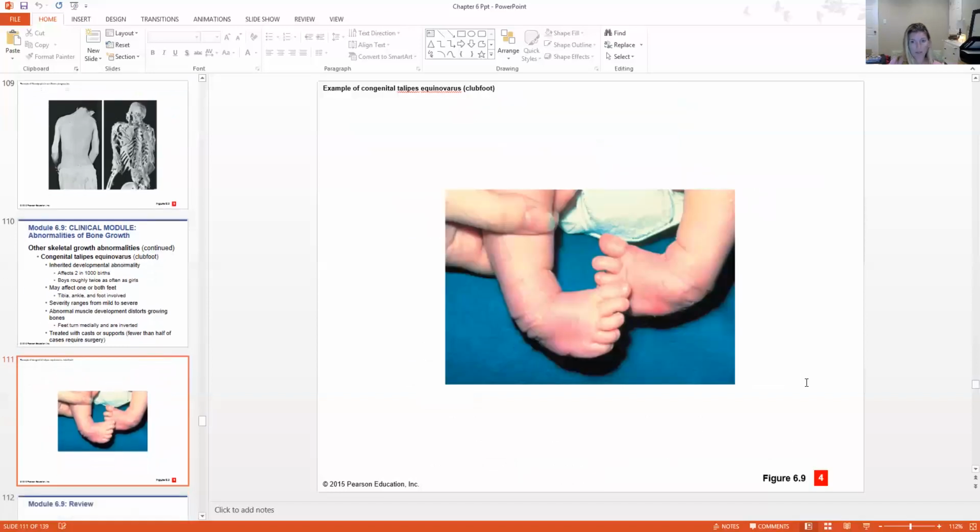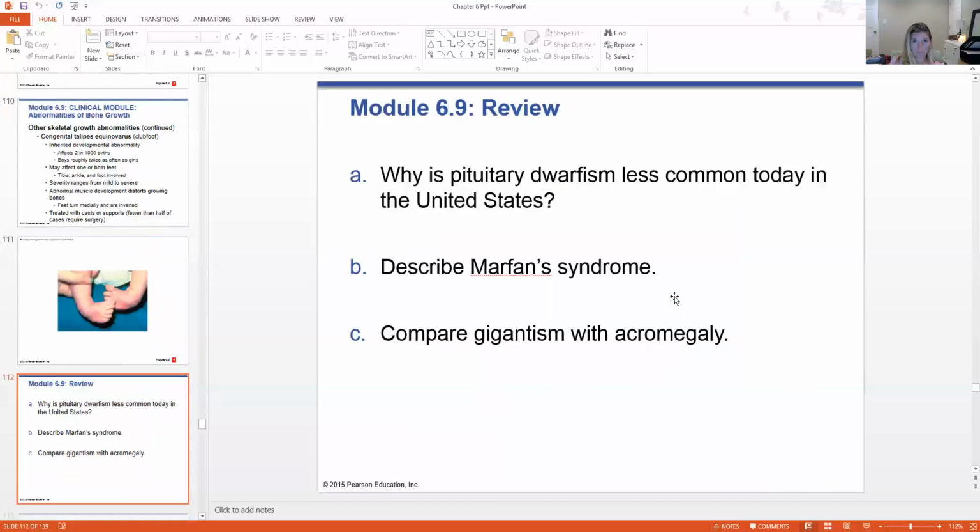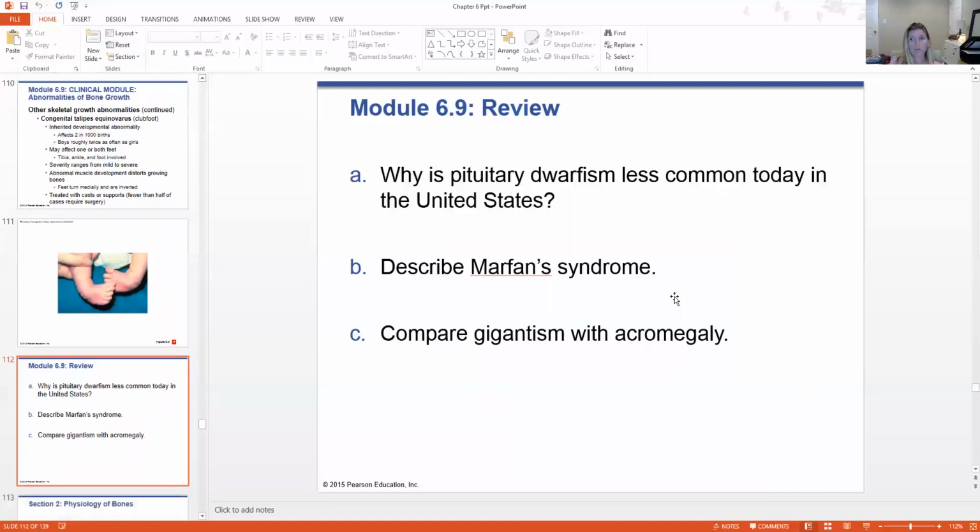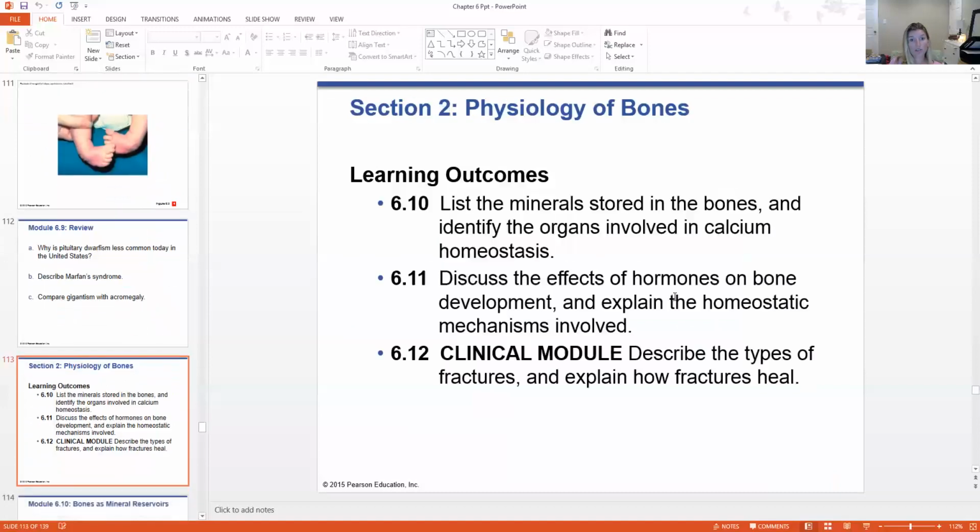That would be clubfoot. And newborns, again, typically do have a little bit more flexibility in their joints. So sometimes you may look at a newborn and say, ooh, their feet are turned in. But clubfoot is much more pronounced than in a typical newborn. So you can pause the video, go back and answer those 3 questions.